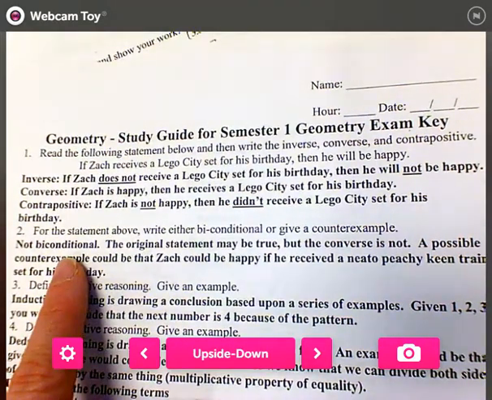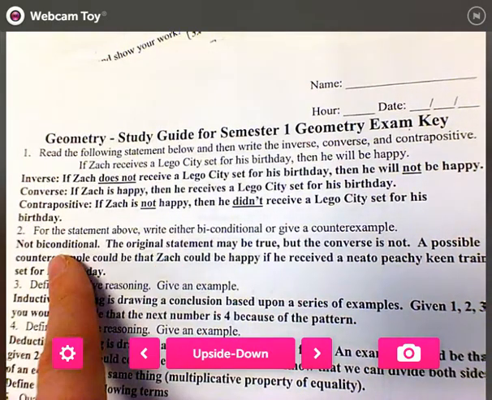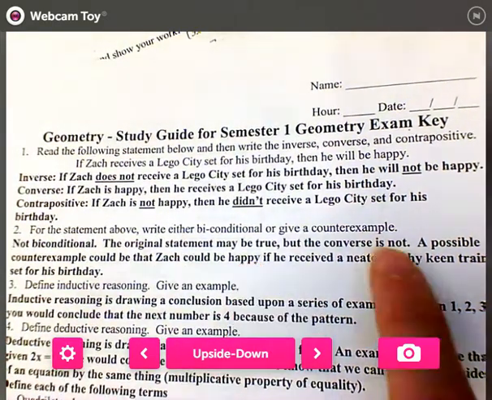If the biconditional did work, I would say, Zach receives a Lego City set for his birthday if and only if he will be happy. Okay, that "if and only if" goes in the middle for a biconditional. The original statement is not biconditional because the original statement may be true, but the converse is not.